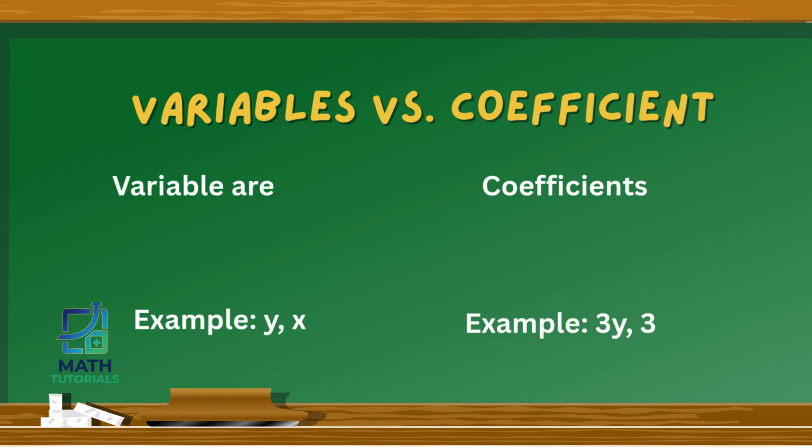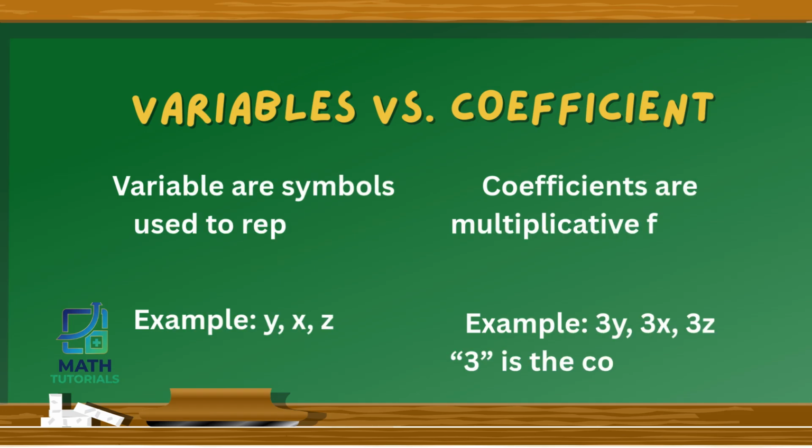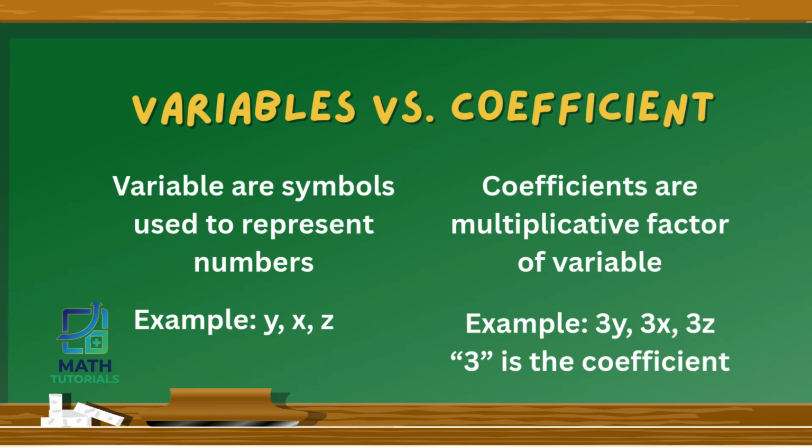Now let us differentiate variable versus coefficient. A coefficient, on the other hand, is a multiplicative factor involved in some term of a polynomial, meaning this is a numerical or constant factor that multiplies a variable within an algebraic term. For example, 3y, 3z, and 3x. In this case, 3 is the constant that multiplies the variables x, y, and z.